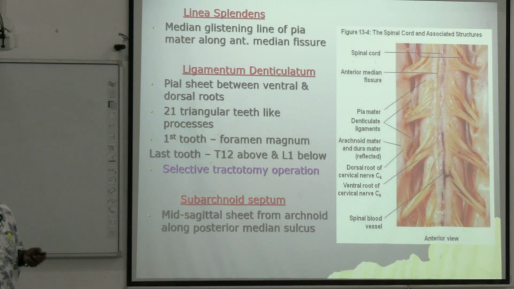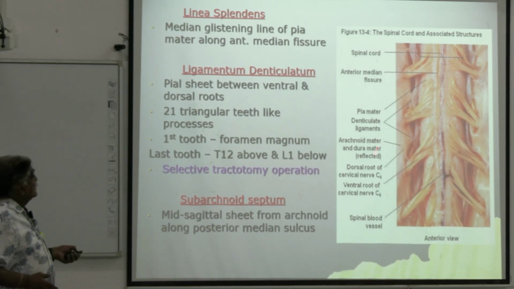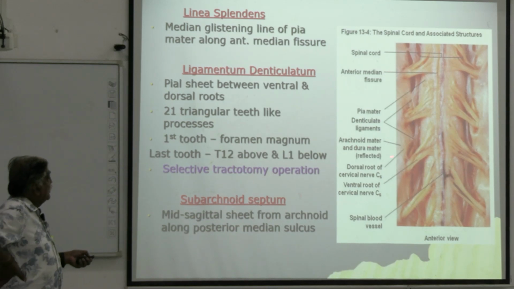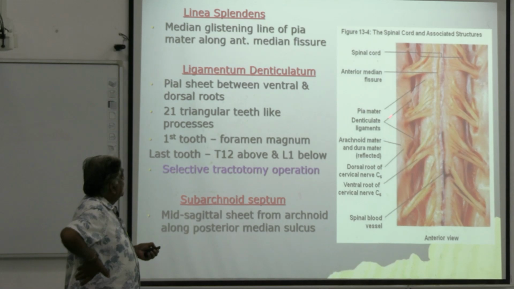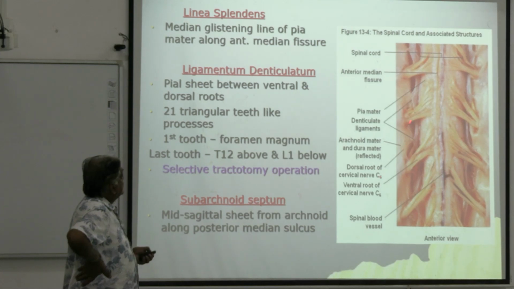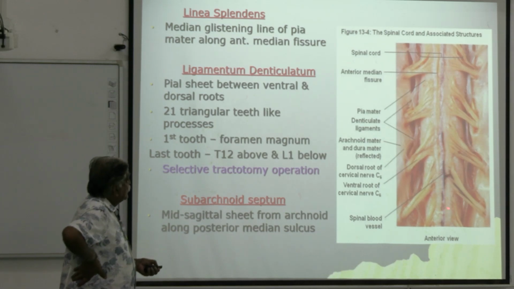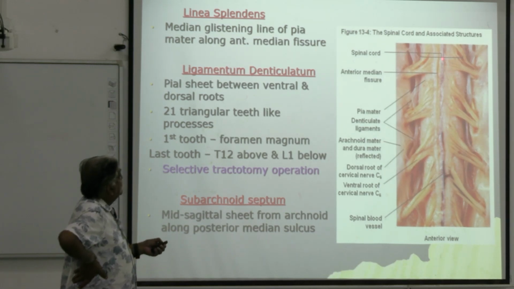This is taken out, dissected and opened up. You are seeing that the arachnoid mater and dura mater are reflected, and this is the pia mater. Now pia, dura, arachnoid. Now dorsal root of cervical nerve C6, ventral root of cervical nerve C6. This is the dorsal root and this is the ventral root. Spinal blood vessels, this is the blood vessel. See, beautifully dissected.